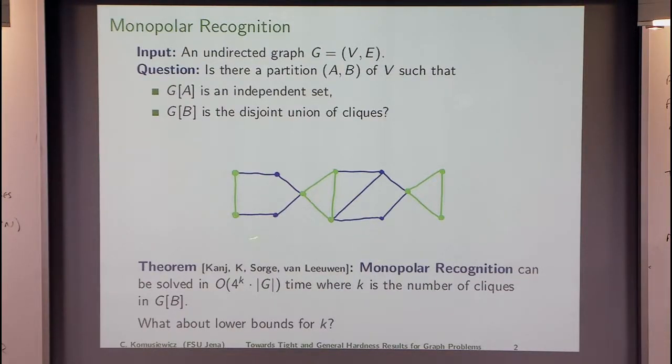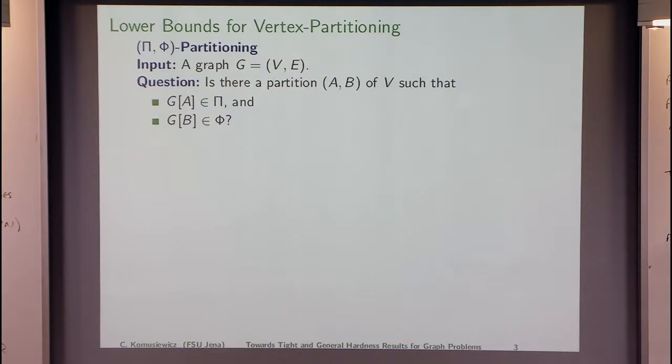We were looking at parameters such as the number of cliques in this cluster graph B, okay? And we obtained some fixed parameter results. And nowadays, if you come up with an FPT algorithm, you always have to somehow give a good, more or less good lower bound that justifies that what you're doing is not too far away from the optimum. So we were wondering about lower bounds for this parameter k. Okay, so what's the thing that you do? You look at the known hardness reduction.